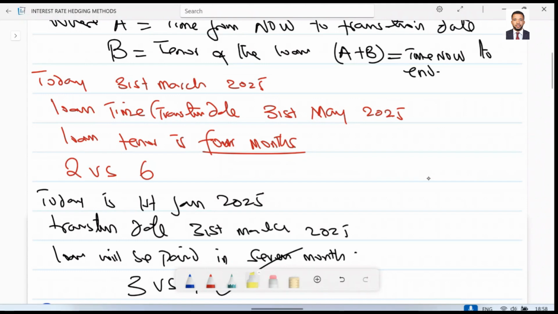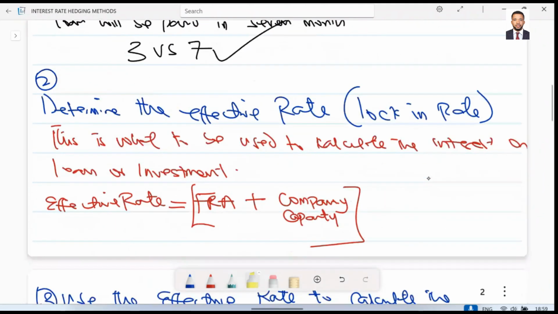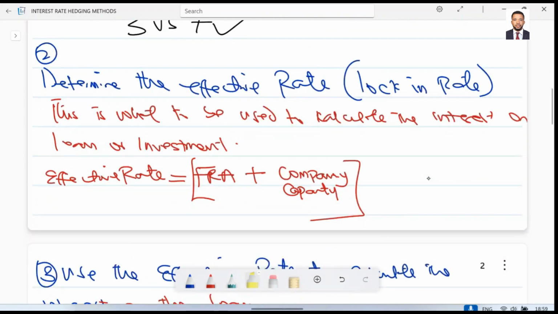Now 1,995,000 interest. What you're hedging against is interest, is it not? The amount you're paying as interest is what you're looking at. Does that make sense?